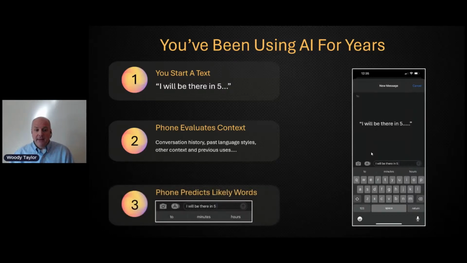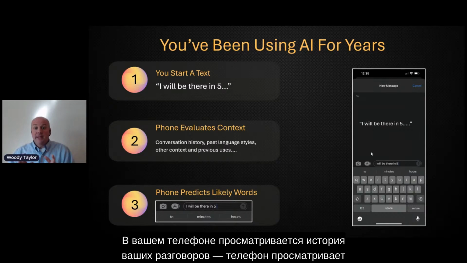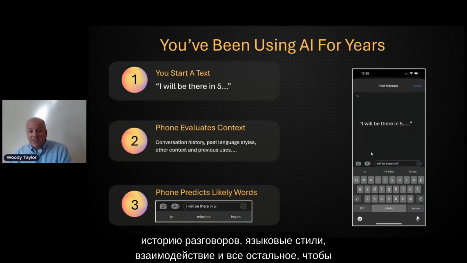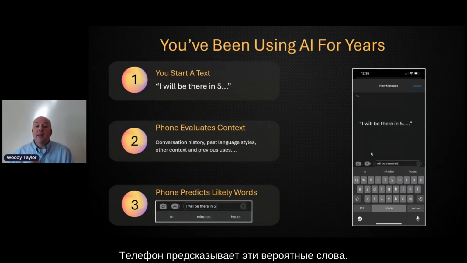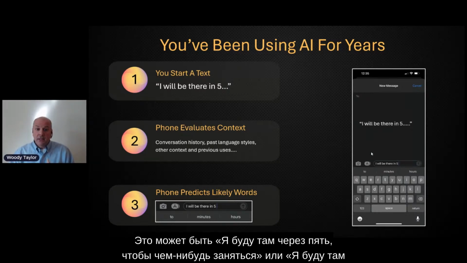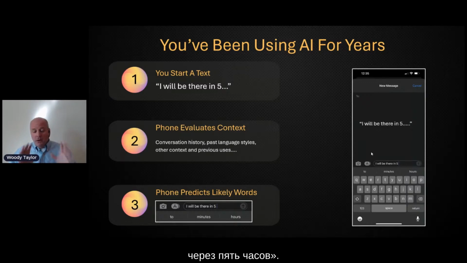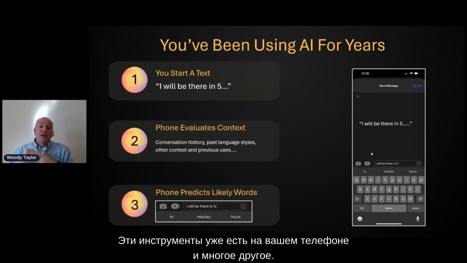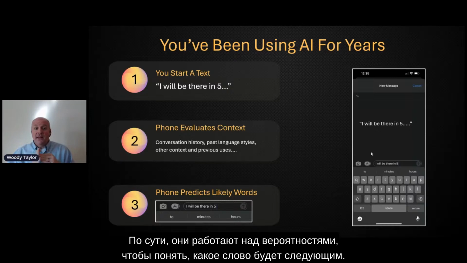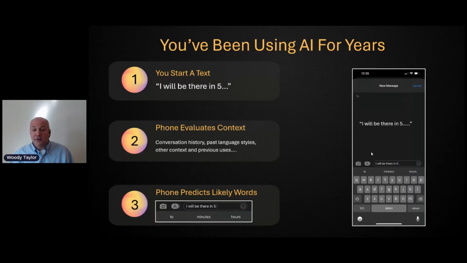that this person wants to say. Now, the phone predicts those likely words, and it could be, I will be there in 5 to do something, or I will be there in 5 hours, but it usually puts the thing that it thinks is most probable right in the middle. And in this case, it's what I wanted to type. I will be there in 5 minutes. So these AI tools are already on your phone, already in lots of different things, and basically just work on probabilities to figure out what is the next word. And it does this word by word. It's pretty fascinating.